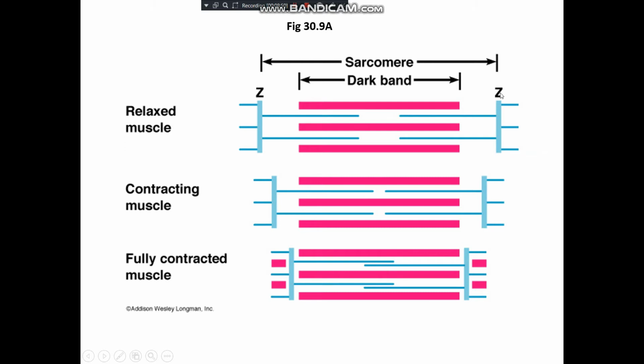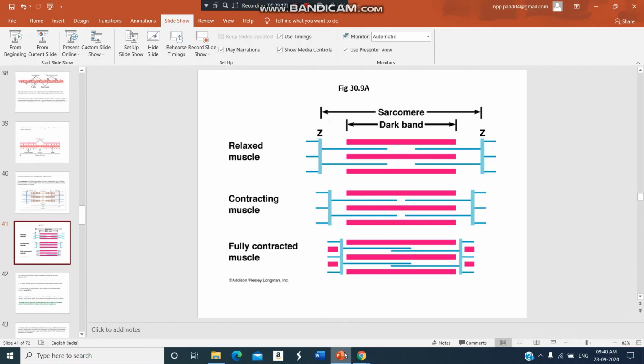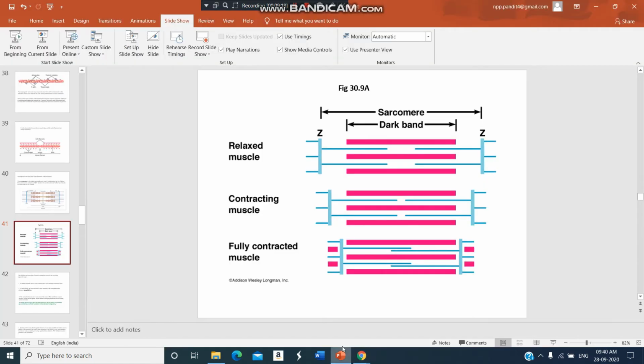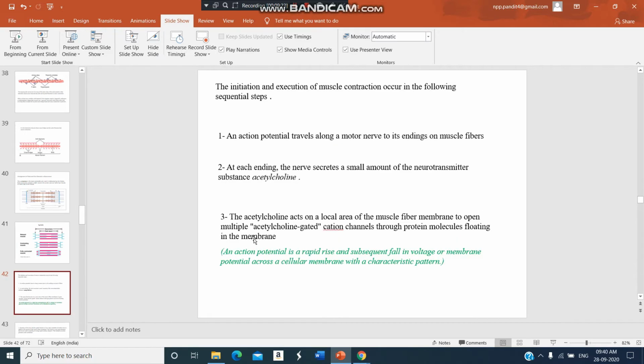See now, as a result, this is the length of one sarcomere in the relaxed muscle state, and in the fully contracted muscle you see the length of one sarcomere. The entire length of the sarcomere, that is, these two Z lines, are pulled together, thus decreasing the area. That is what happens in the sliding filament theory, how the muscle contracts.